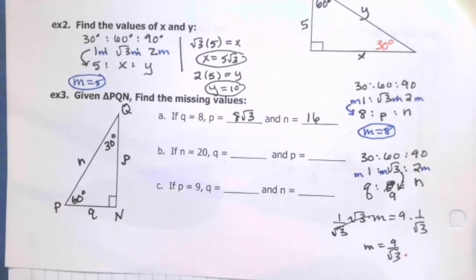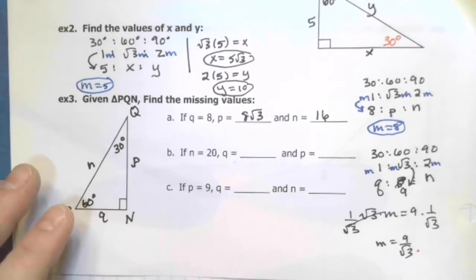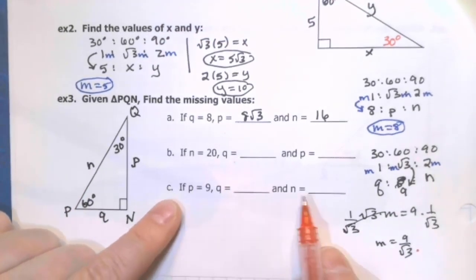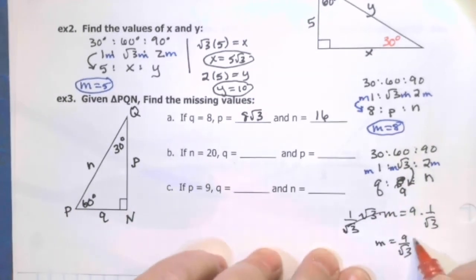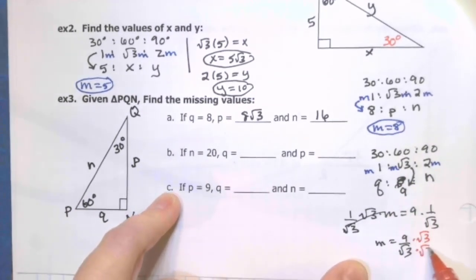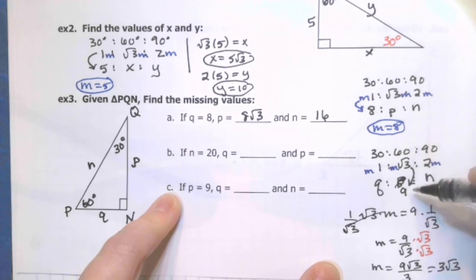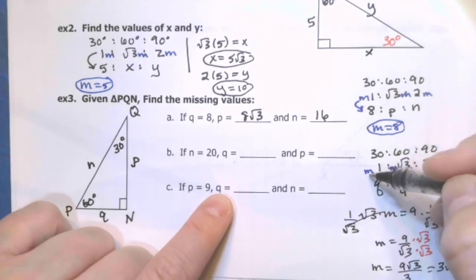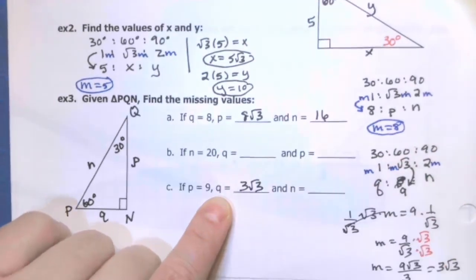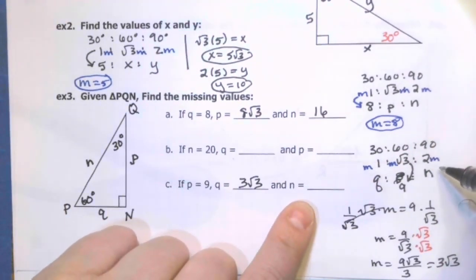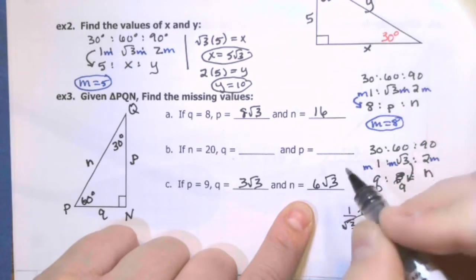You know, I think I just moved on to number 3. I'm sorry, I skipped problems on you. Not fair. This is actually problem C here, where P is actually 9. All right, so we're going to finish this one. This is C. So square root 3. The magic multiplier is 9 square root 3 over 3, which reduces to 3 radical 3. So if P is 9, then Q is 1 times the magic multiplier, so 3 radical 3. N is 2 times the magic multiplier, so 6 radical 3.